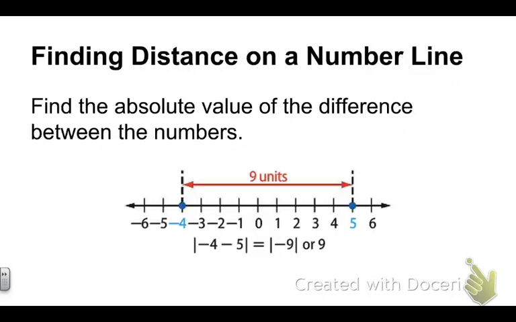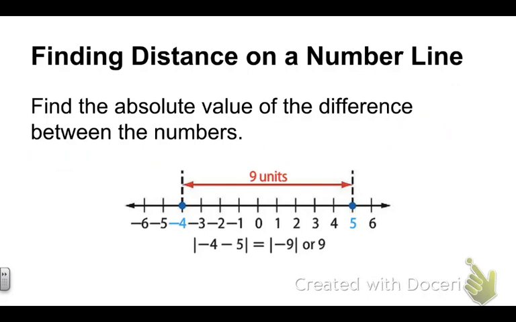Alright, finding the distance on a number line. Sometimes you need to find out how far away two numbers are from each other. For this, we are going to find the absolute value of the difference between the numbers. So we are going to be subtracting with the absolute value.